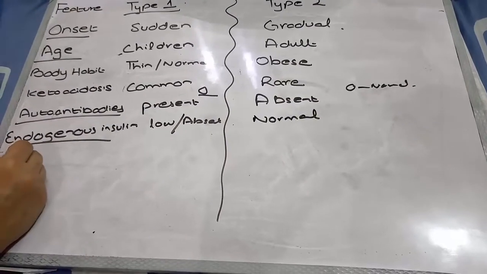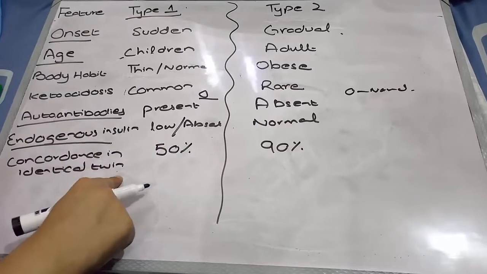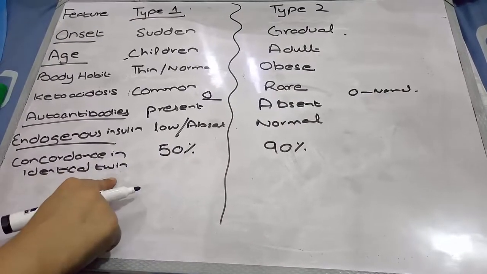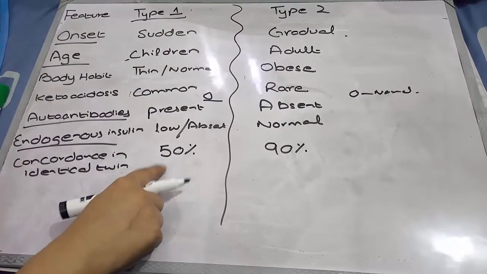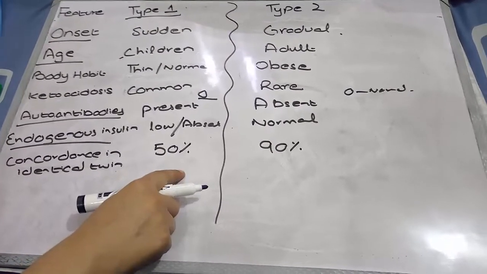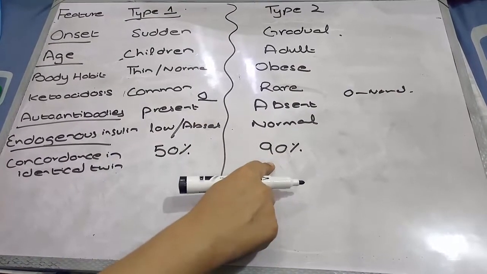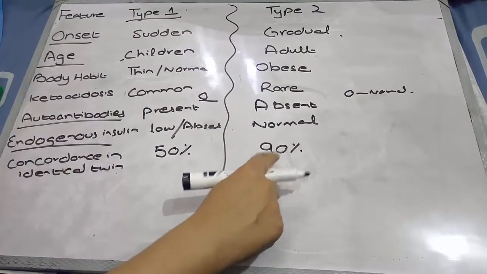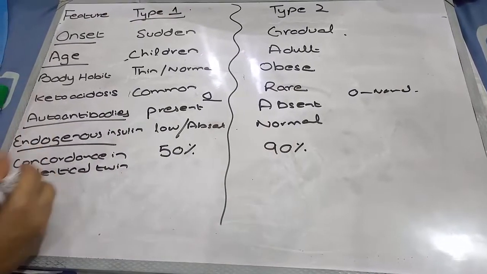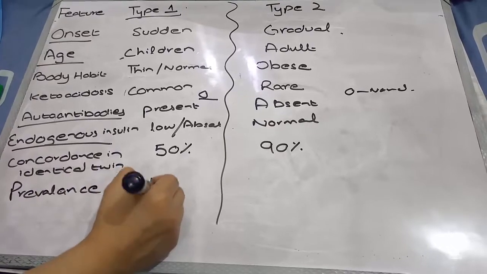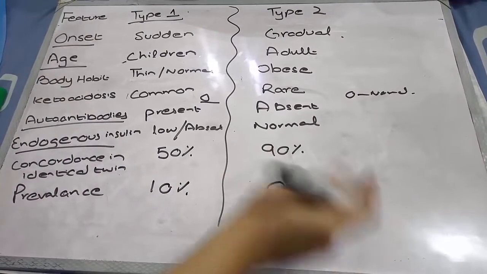Concordance in identical twins. Concordance is the likelihood of your identical twin having diabetes. In type 1 diabetes, there is a 50% chance that the other twin will also have type 1 diabetes. Whereas in type 2 diabetes, your identical twin has a 90% chance that he will also develop diabetes. Prevalence rate: type 1 is 10% prevalent and type 2 is 90% prevalent in our society.